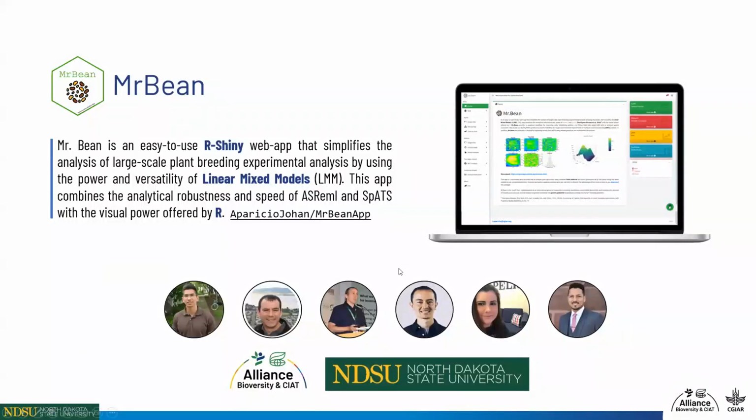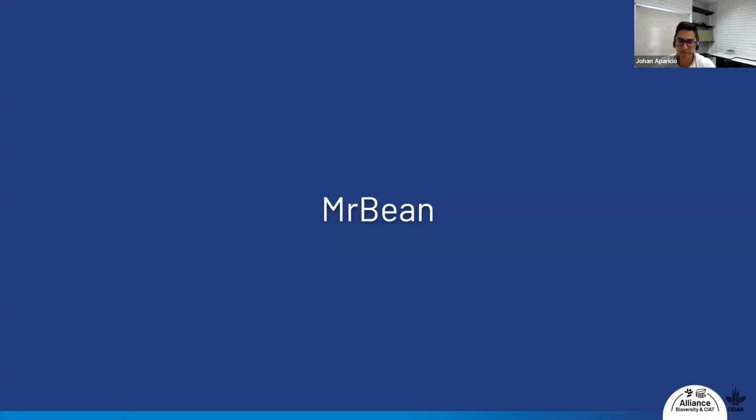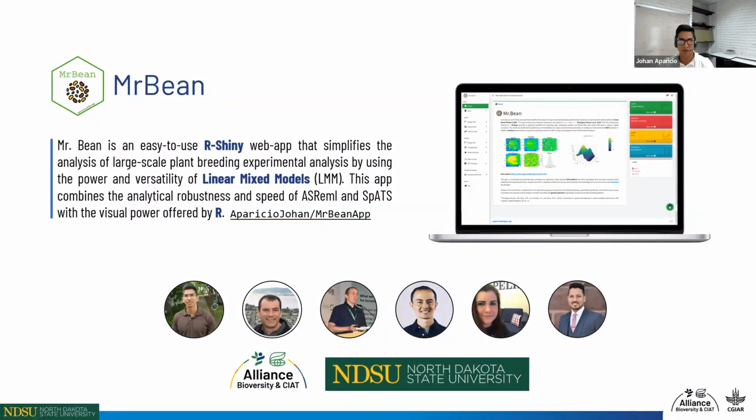Okay. So this is MrBean. As Ana Maria mentioned before, this is an easy to use R package that tries to make the analysis of field trials easier and accessible for everyone working in plant breeding. This is a collaboration with NDSU, where Salvador has also been supporting the development of this product. Didier is here, Ana Maria is also here, and some other colleagues from the Alliance of Bioversity International and CIAT.